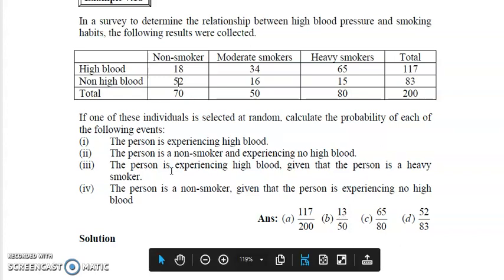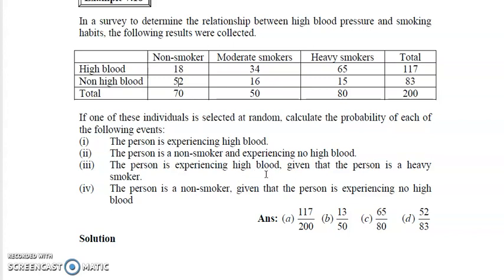And next one, the person is experiencing high blood. So where is high blood? Here. High blood is this row. Given that the person is a heavy smoker. So actually you need to look at this one first. Given that the person is a heavy smoker. The total for the heavy smoker is 80, right? So look at the given that first. Given that is heavy smoker, which is 80.